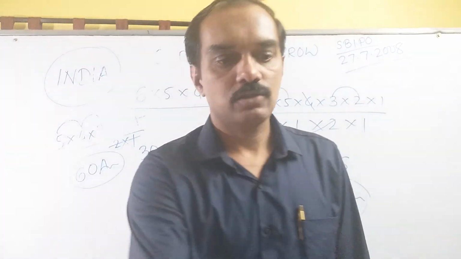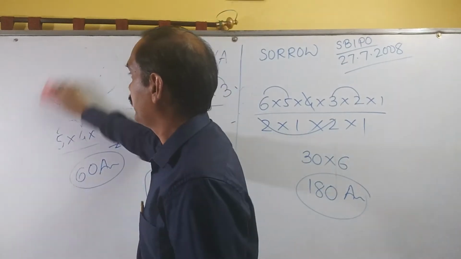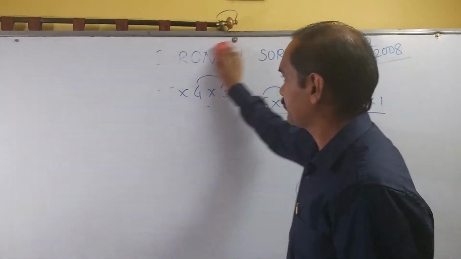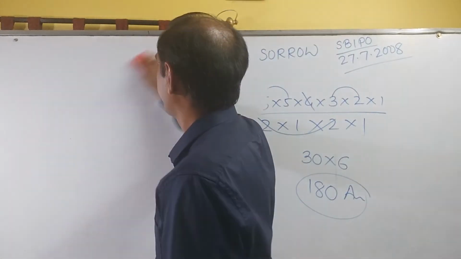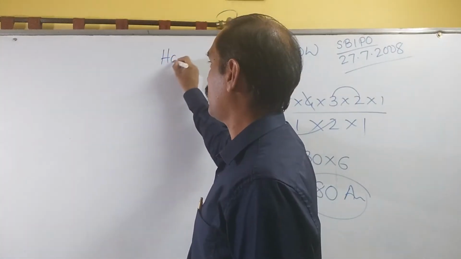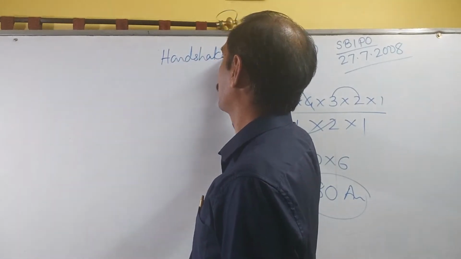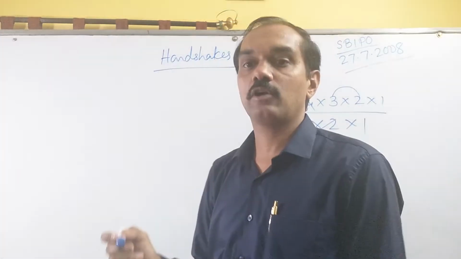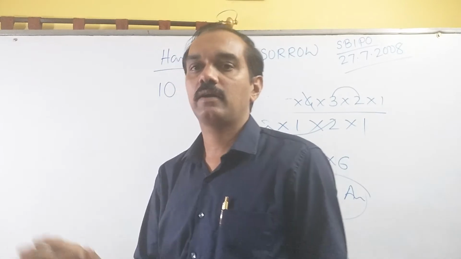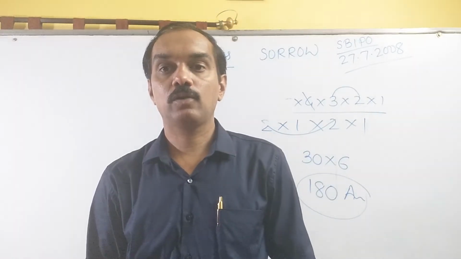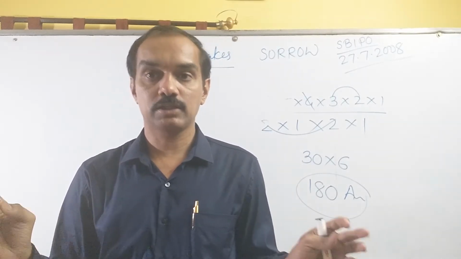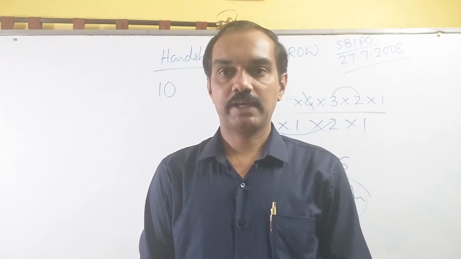Now coming to one more trick on mental ability. Handshakes. The next trick is on handshakes. What will be the total number of handshakes if there are 10 persons? Assuming there are 10 of you here and everybody goes for a handshake with the others. What will be the total number of handshakes that we can expect?